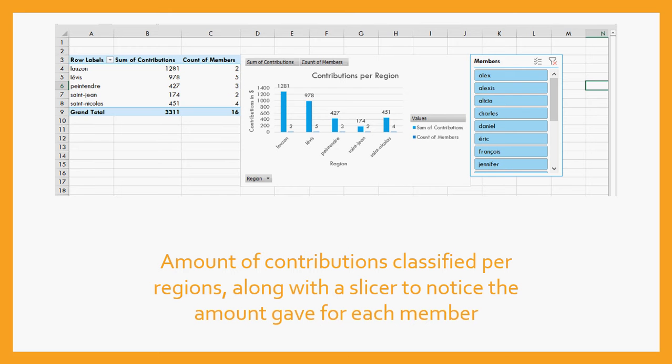Also, if the manager thinks it is pertinent, he can add a pivot chart to show visually the contribution per region and insert a slicer to demonstrate how much each athlete gave. Like this, it will be easier for him to select the right people who donate the most.